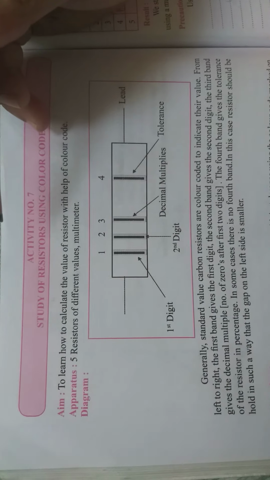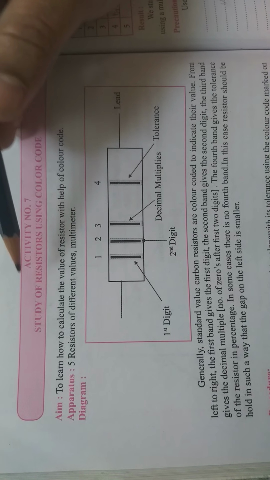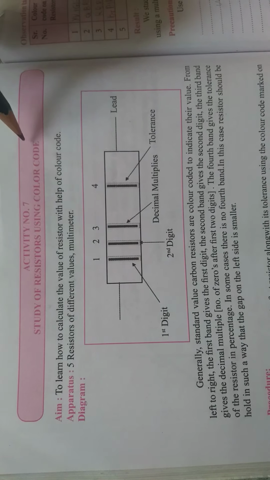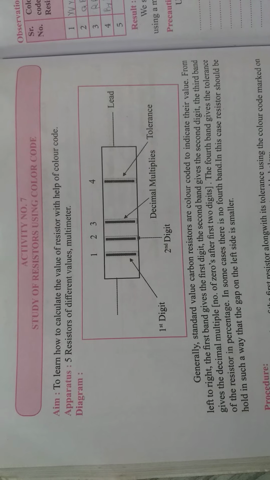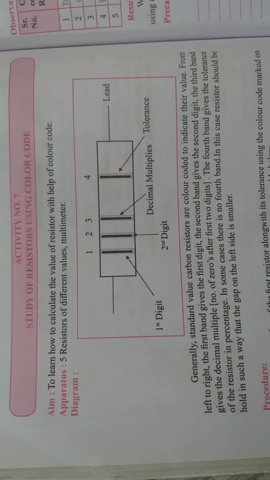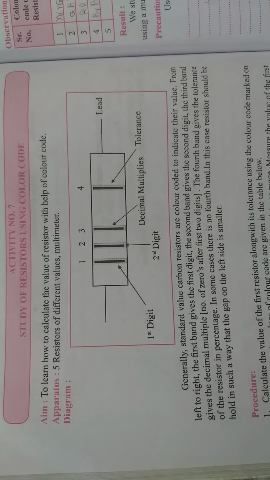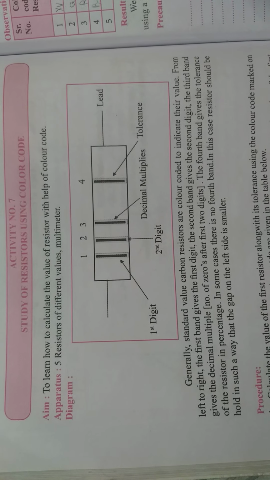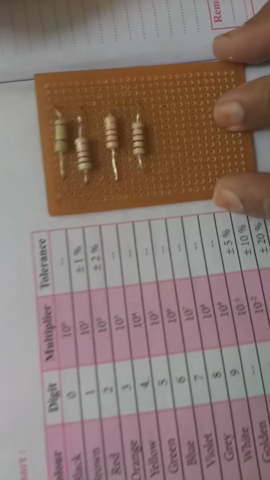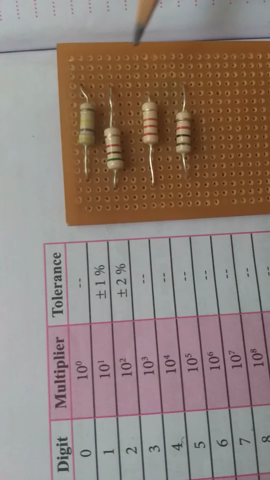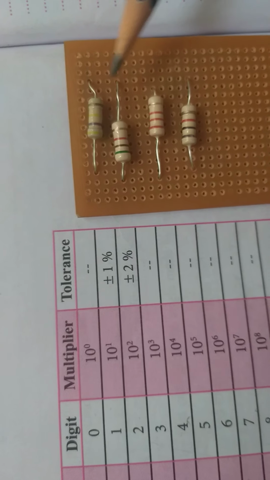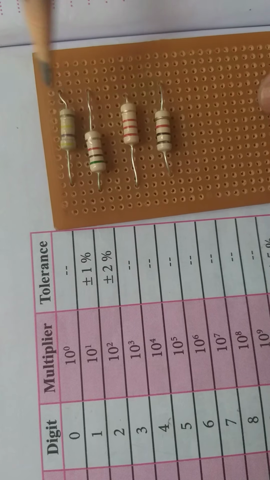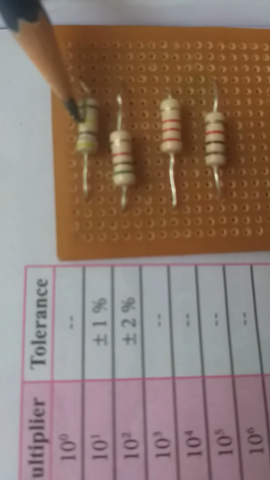Hello students, we are going to study resistors using the color code. The aim of this experiment is to learn how to calculate the value of resistors with the help of color code. We have been given 4 resistors to measure. See here on the board we have 1, 2, 3, 4.